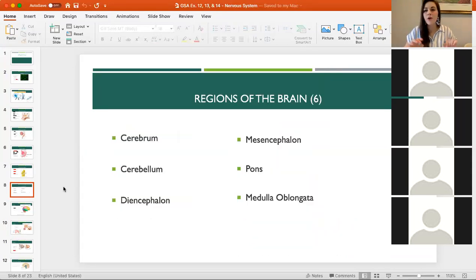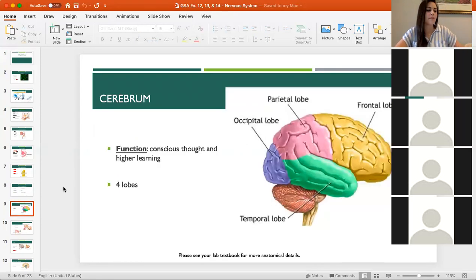Okay, talking about brain regions, we're switching gears just a little bit. We're going to say that there are 6 brain regions. Some textbooks might say that there are 4 because they consider the brainstem to be one whole region, but we're going to say that there are 6.